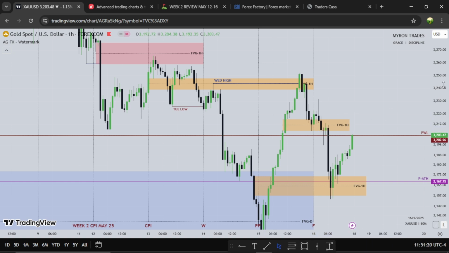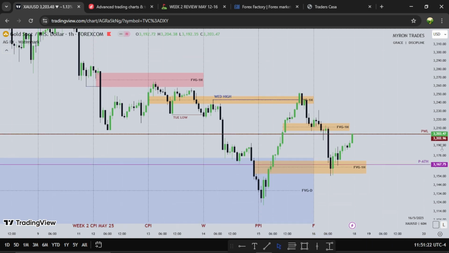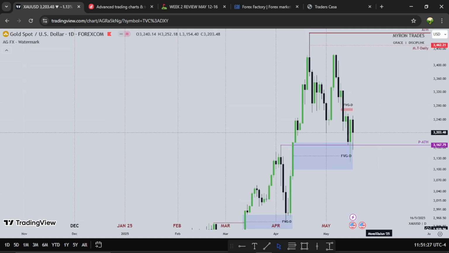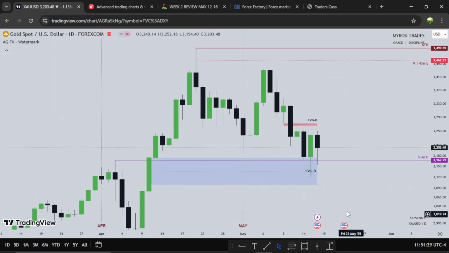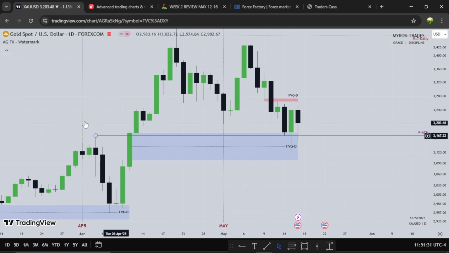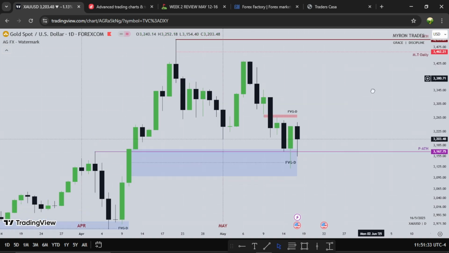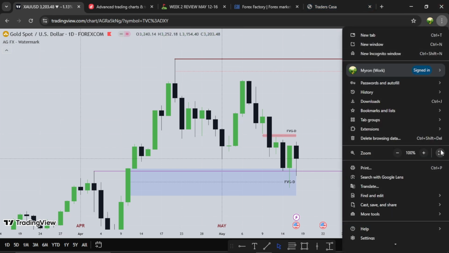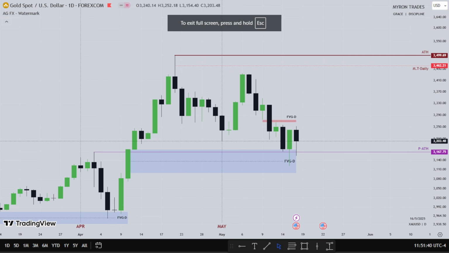So this is gold. On the daily, look at what gold did. This is the previous all-time high price for gold. This is the new all-time high price for gold. Maybe this expensive, yeah. So look at what gold did.